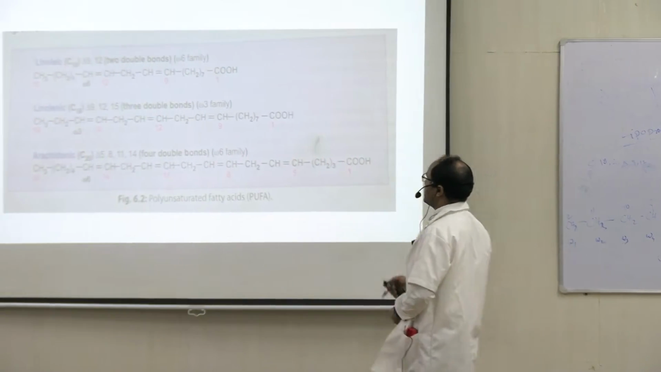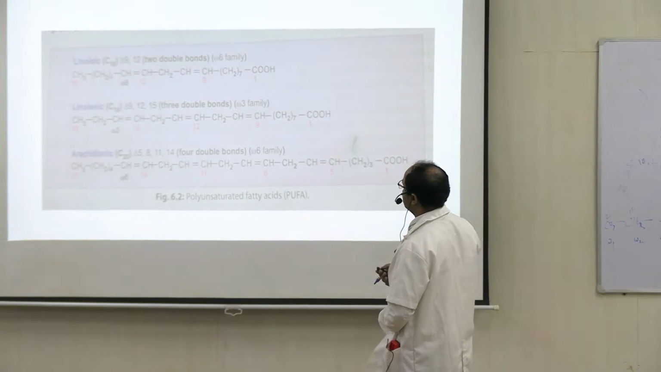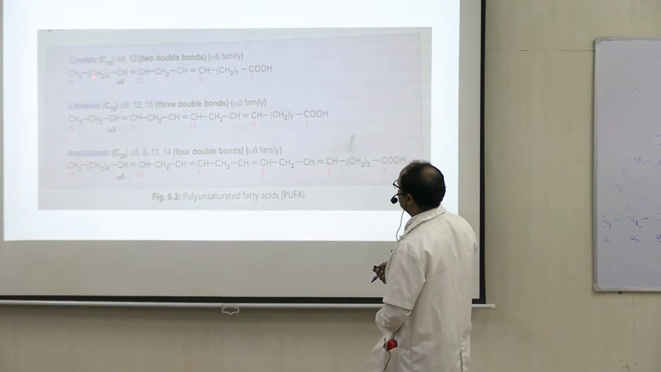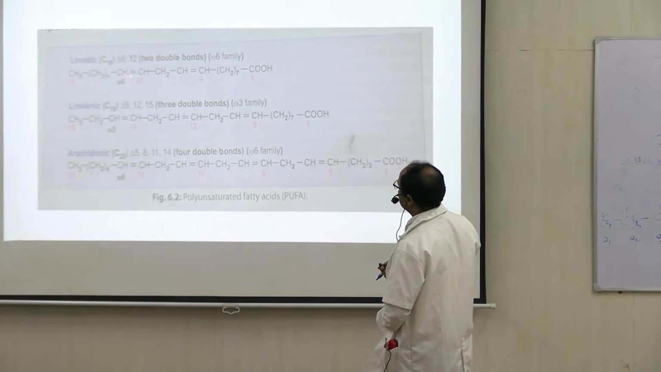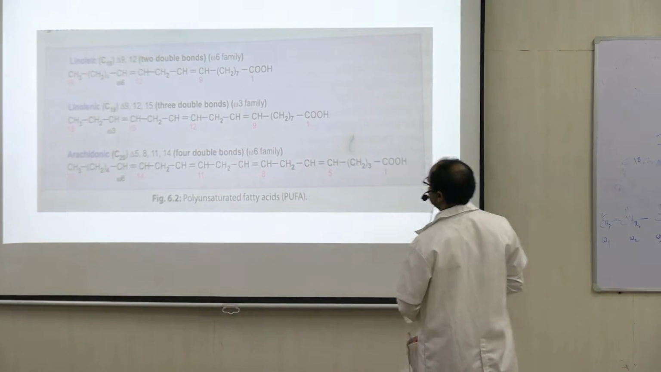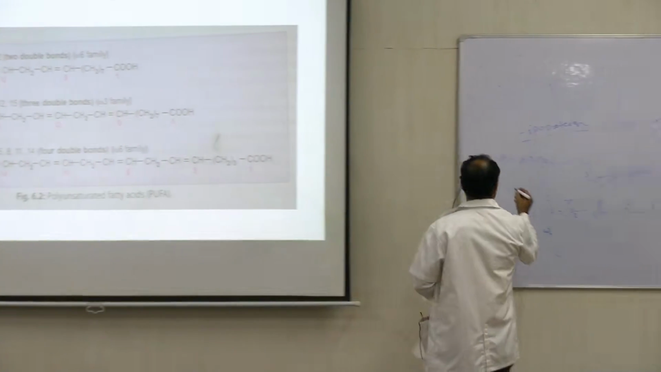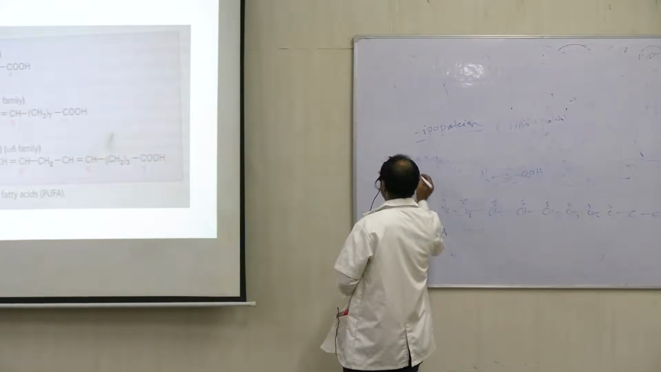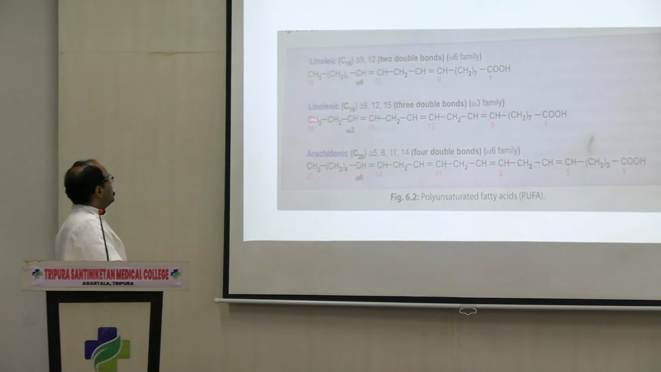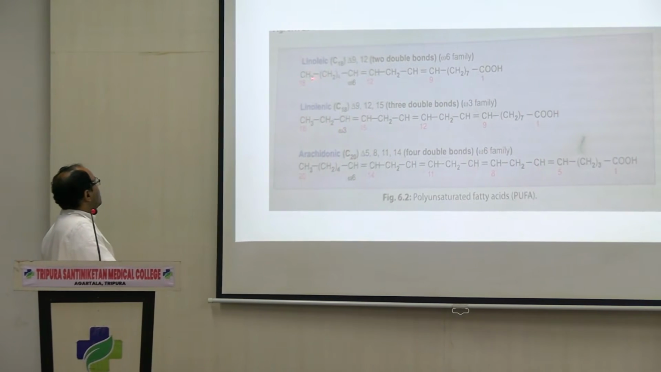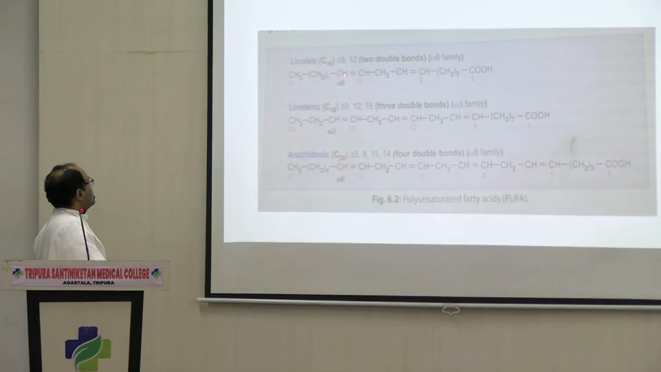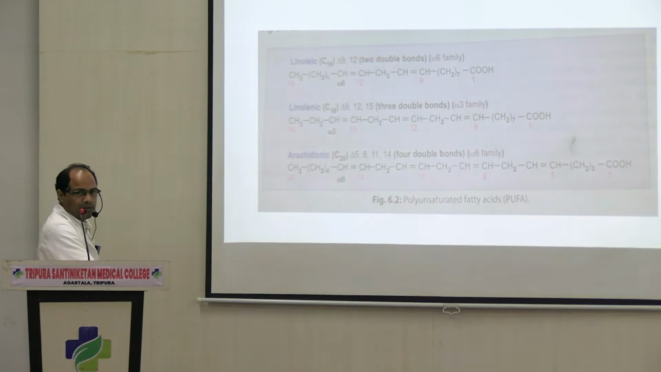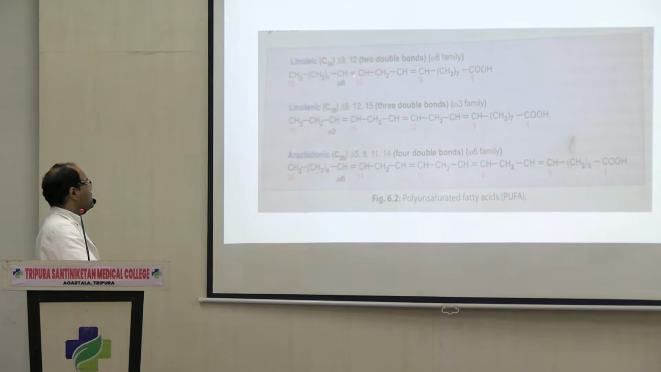So if you start from omega, then it is 1, 2, 3, 4, 5. The fifth position from omega. So if you start the omega system from here, 1, 2, 3, 4, 5 and 6, omega 6. Clear? Omega 6 fatty acid.